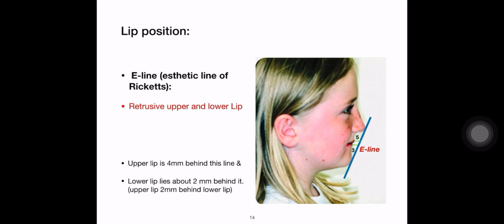Lip position in relation to the E line. E line, we can measure it by drawing a line from the pronasale to the pogonion. In the normal value, the upper lip should be 4 mm behind this line and the lower lip should be about 2 mm behind it. In my case, she has retrusive upper and lower lips.